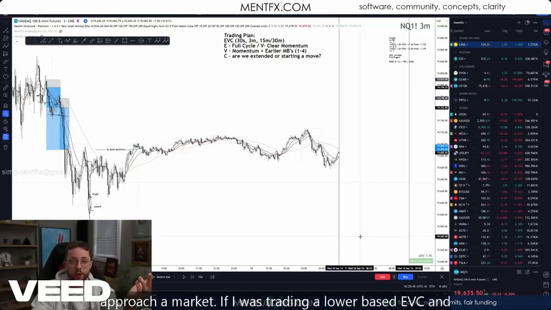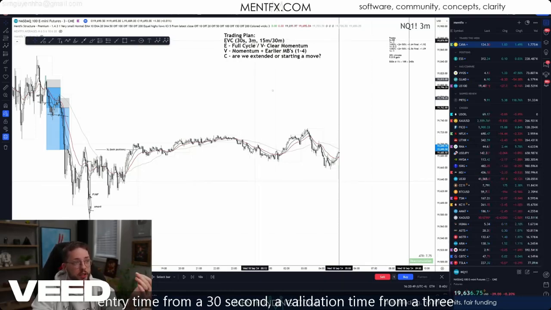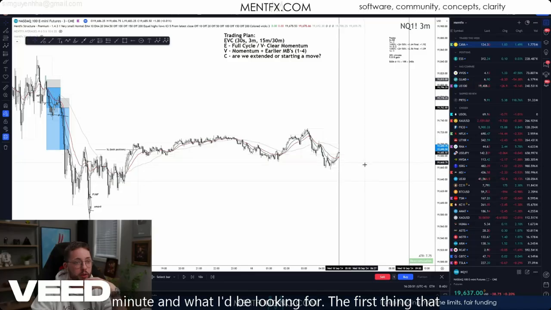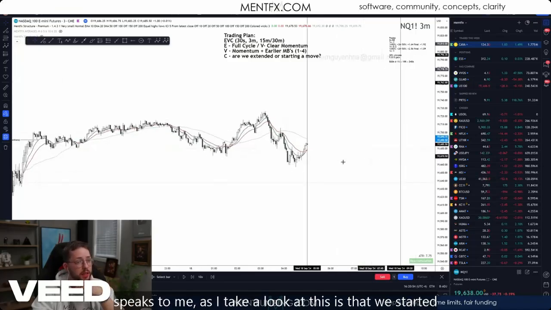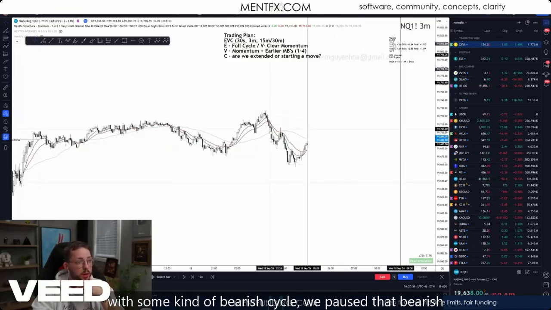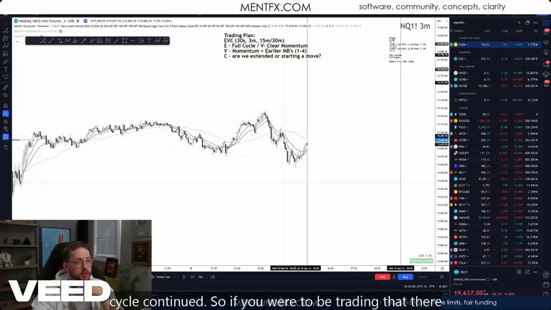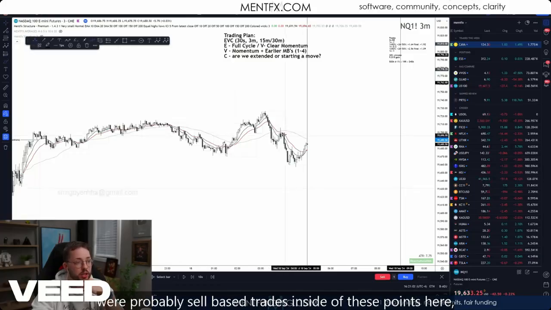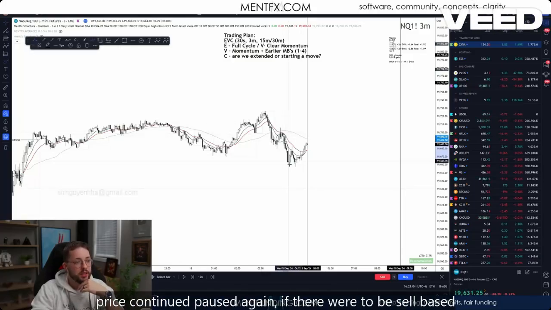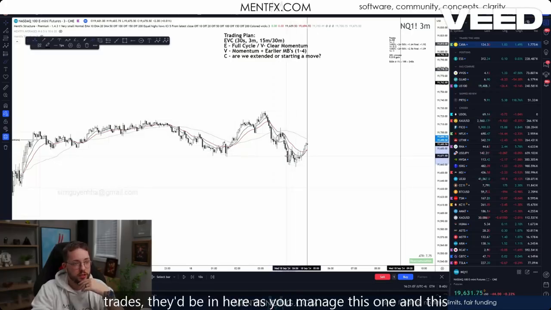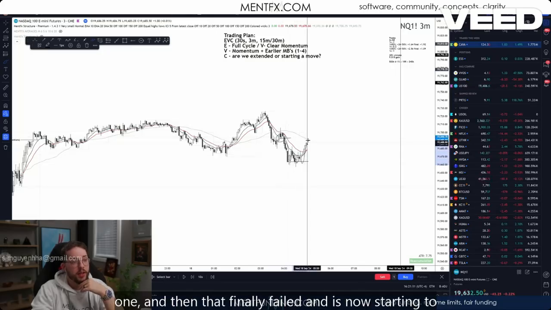So this is how I would approach a market if I was trading a lower based EVC, an entry time frame of 30-second, a validation time frame of 3-minute, and what I'd be looking for. The first thing that speaks to me as I take a look at this is that we started with some kind of bearish cycle. We paused, that bearish cycle continued. So if you were to be trading, there were probably sell-based trades inside of these points here. Price continued, paused again. If there were to be sell-based trades, they'd be in here as you manage this one. And then that finally failed and is now starting to move up.